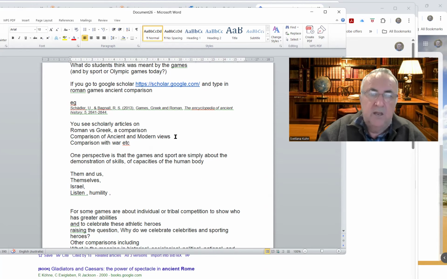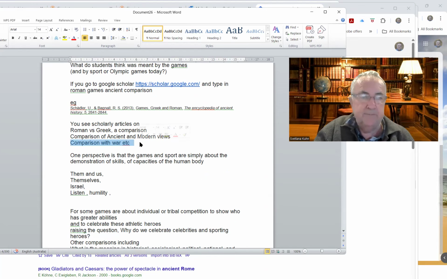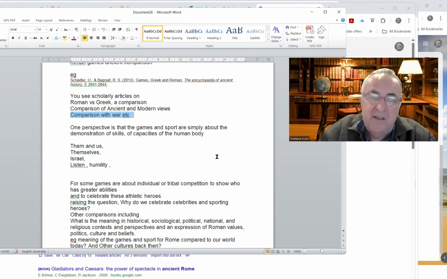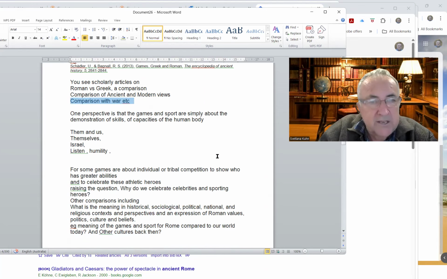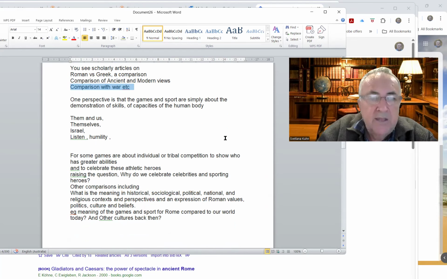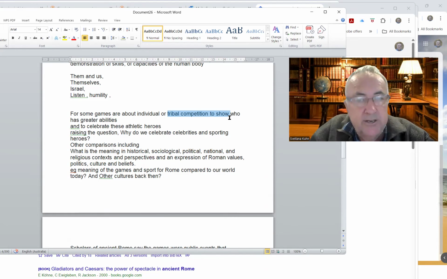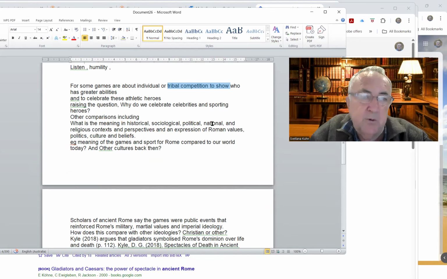And you can see that there's lots of articles there on various comparisons between one culture and another in ancient times, between ancient and modern viewpoints, between one way of viewing games, such as a nice light-hearted thing, or the Romans would see it as aligning with developing skills that you would use in war. So for some, games and sport are more about the individual. For others, they're more about tribal cooperation. And even today, we have individualistic sports and we have team sports.